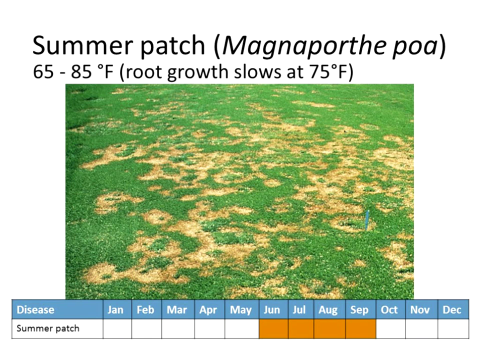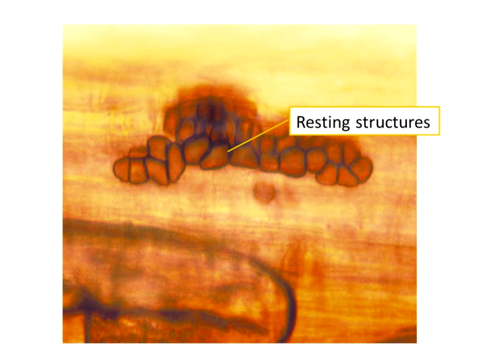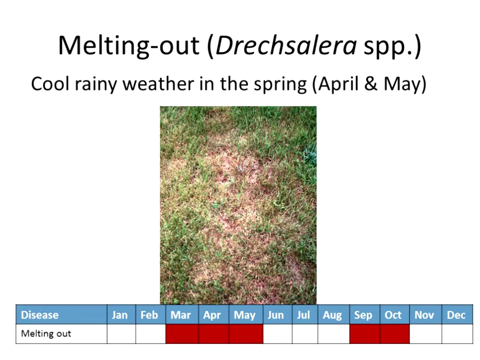So the next couple diseases are diseases you might also see but aren't really as common in North Dakota. They're diseases you see in the height of the summer and can be confused with that necrotic ring spot that I showed you earlier. But summer patch is an example of one of these diseases. It produces a different kind of structure in the roots.